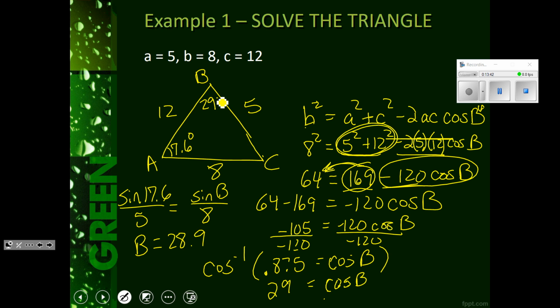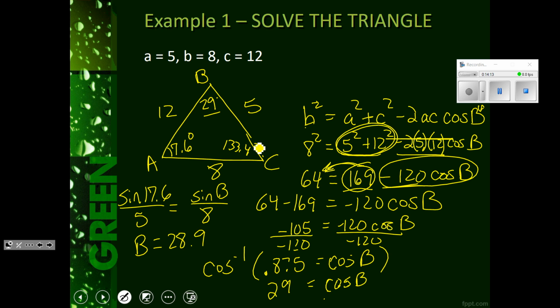Add them together and subtract it from 180, so what's the third angle? What would it be? If we're using 29, what will it be? 130? 133.4? 133.4 degrees. Okay? Any questions about that?